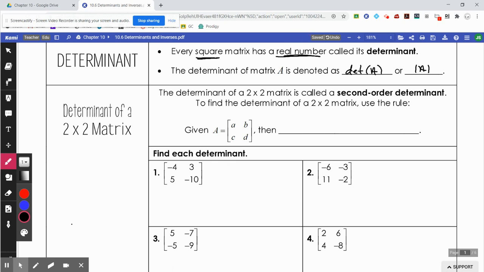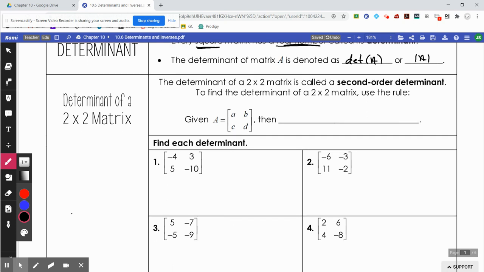Now, what a determinant actually is, we haven't talked about inverses yet, but when we get to inverses, the determinant tells you if a matrix has an inverse or not. If the determinant is 0, a matrix does not have an inverse. If the determinant is not 0, the matrix does have an inverse.